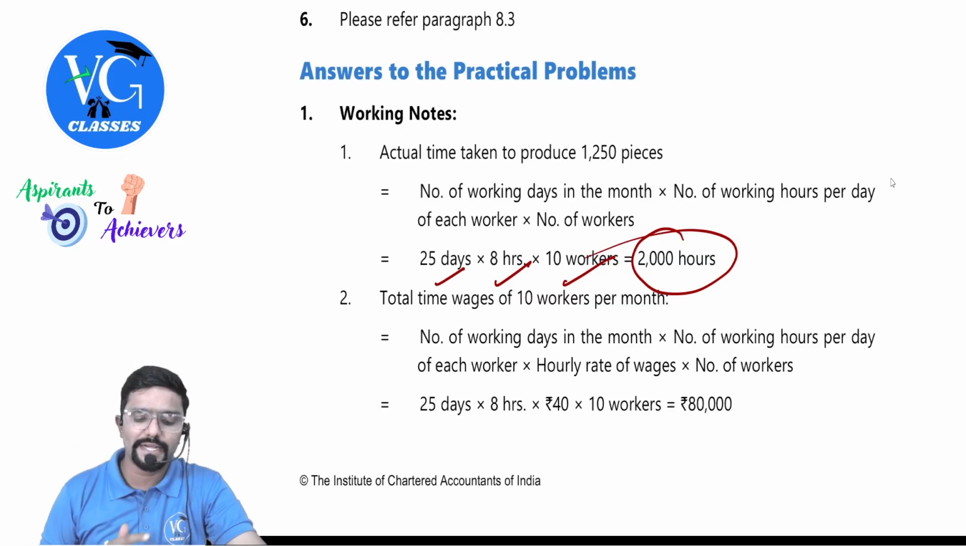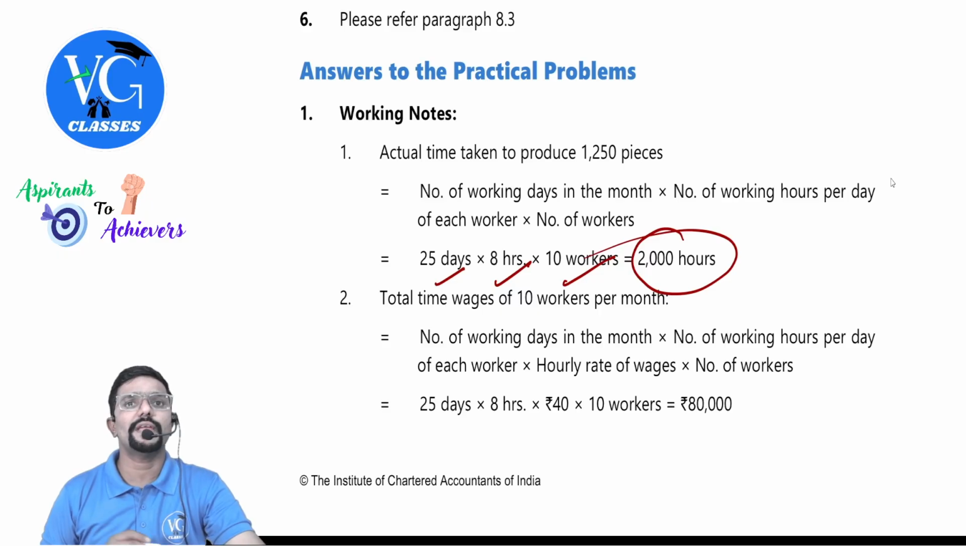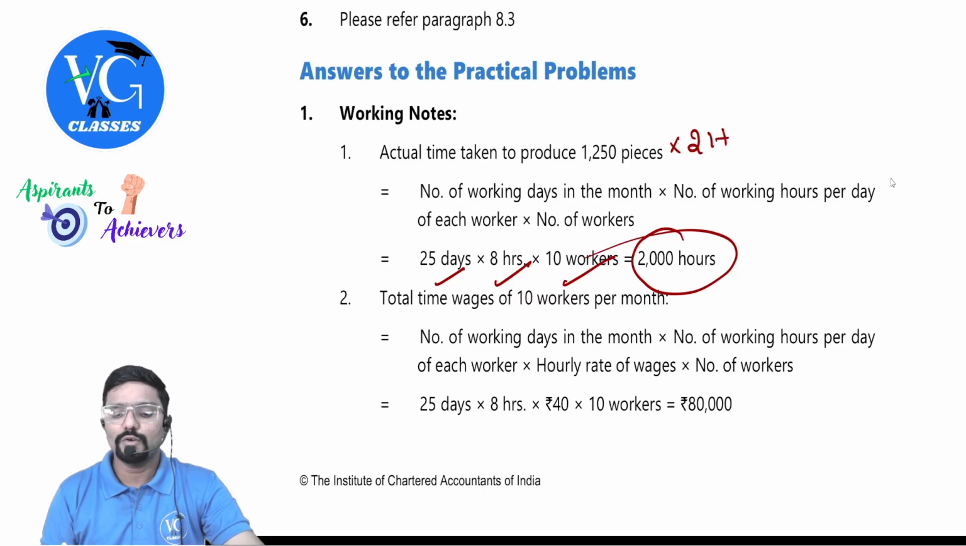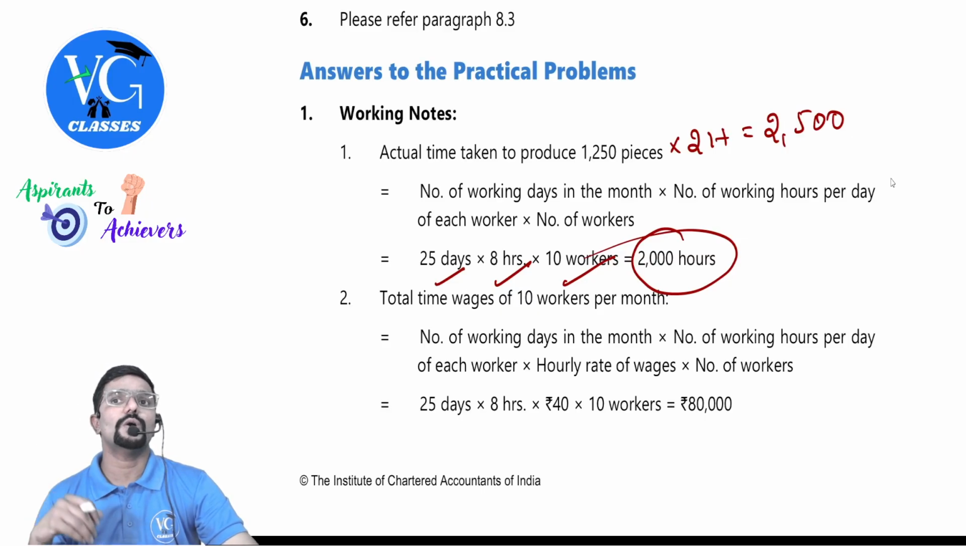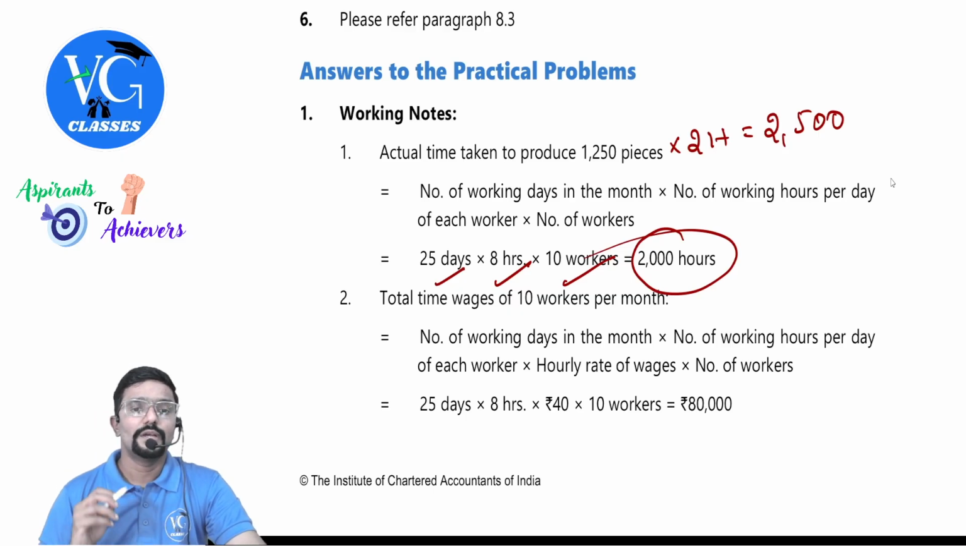But what was the standard time given? What was the standard time given, guys? 2500. Sir, how did you get it? 2 hours for each unit. So totally they have given how much time to complete the job? 2500. But we have completed in how many hours? 2000 hours. Okay, sir. Total time wages of 10 workers per month.